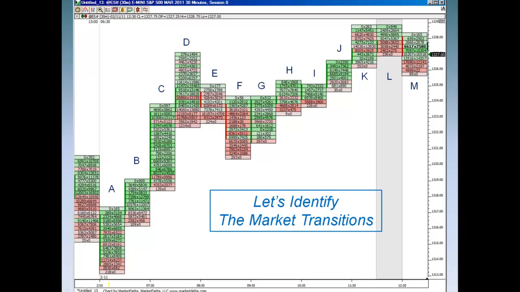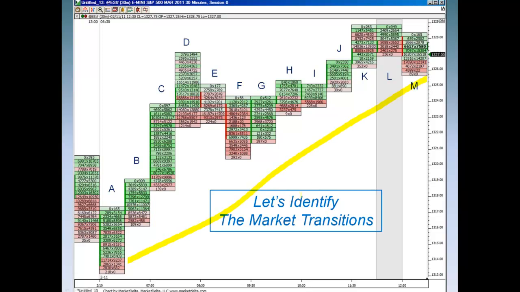And the first thing that we want to do here on this bar chart is to identify all of the different transitions. There is no question in our mind that in fact we did have a directional day. And by the way, this is the same exact profile that we just looked at. It's the same exact day. So we know that this was a directional day. And it's not difficult to see this.